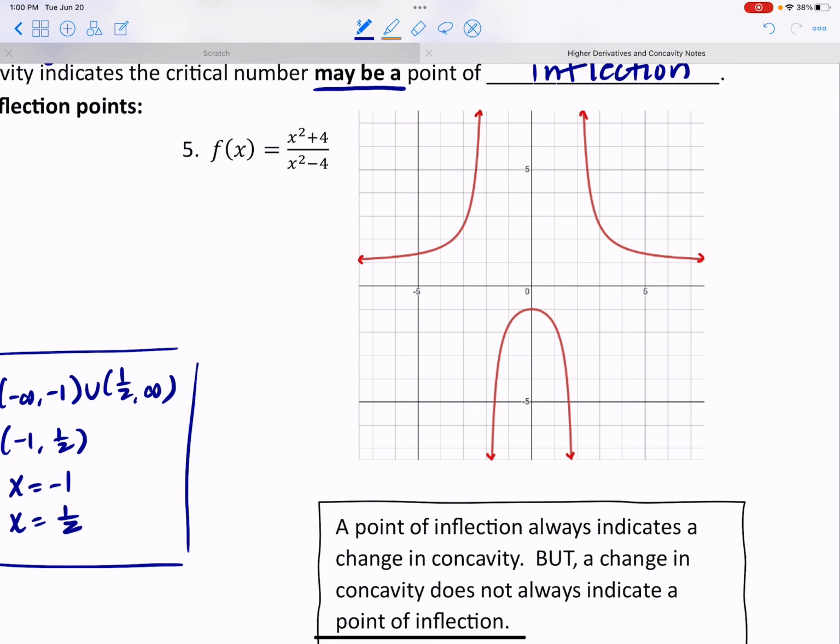So in this rational function, we have some changes in concavity. This portion of graph we would say is concave up, and then we have this portion of graph that is concave down, and then we have this portion of graph that is concave up. So we have two changes in concavity, concave up to down, and then down to up. So if we did the work that we just did in that previous problem, we would find a couple of critical numbers.